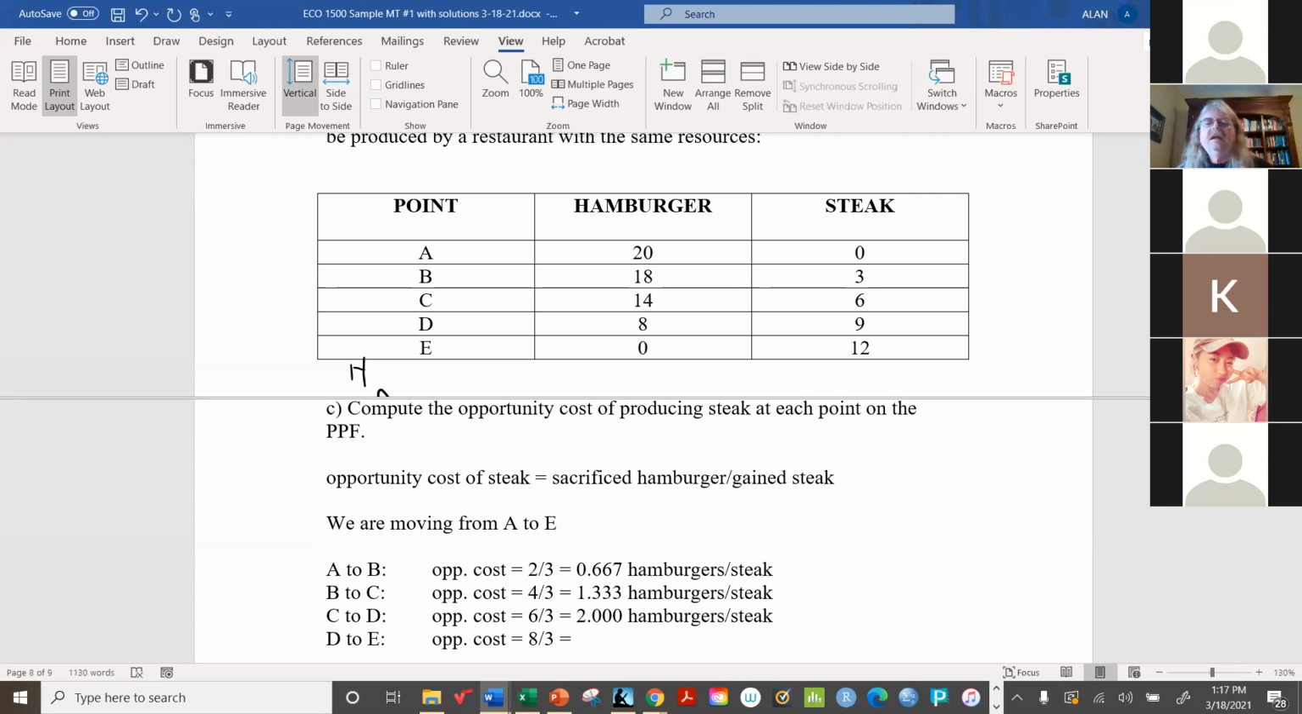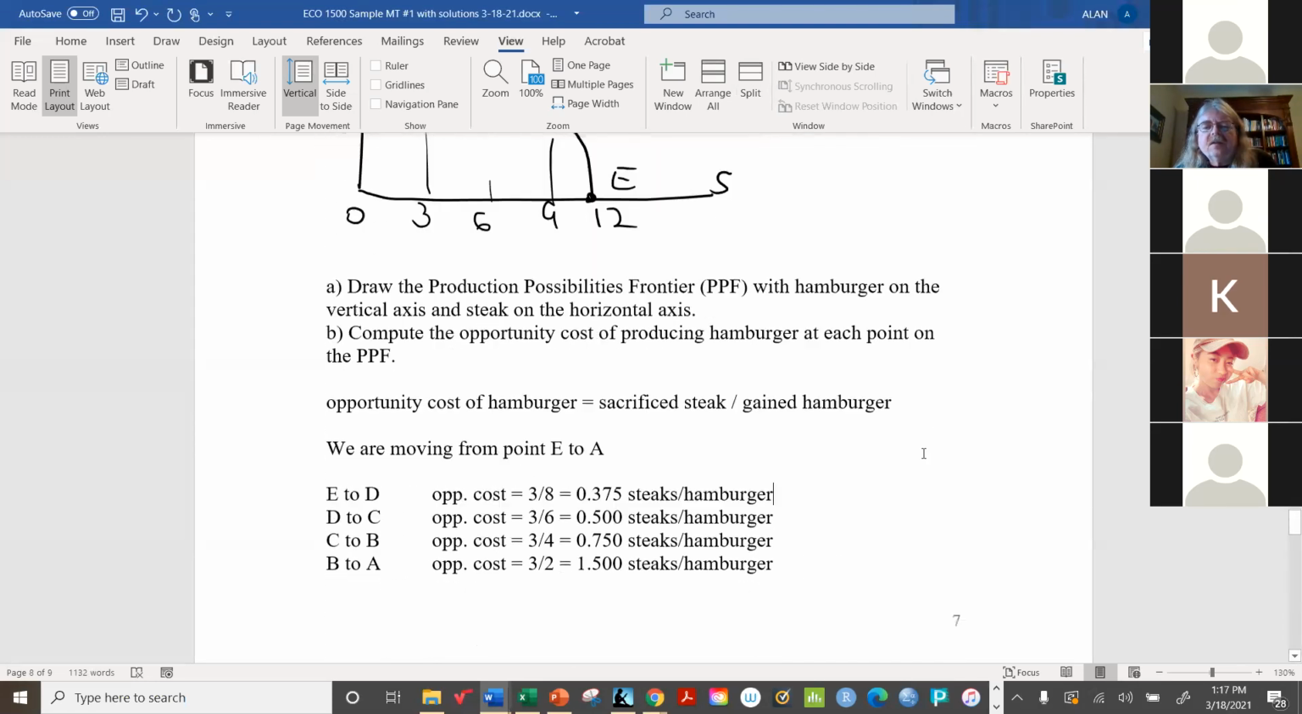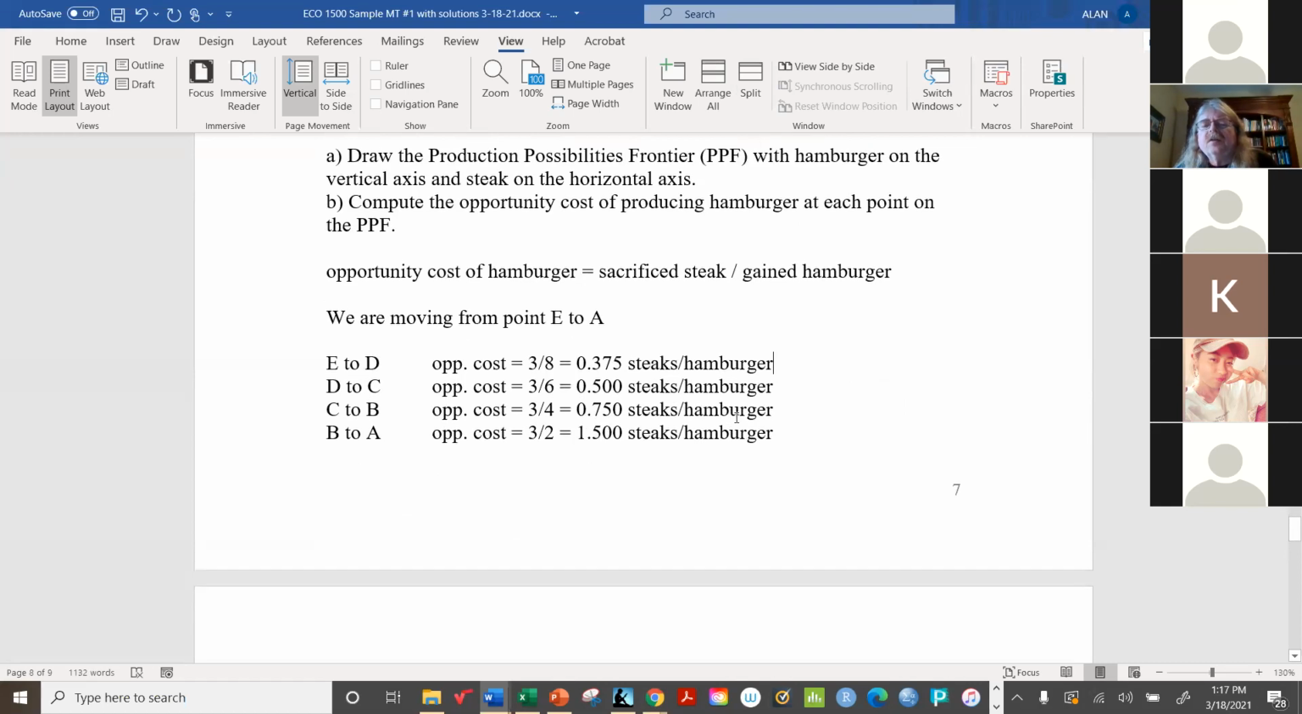And as you can see, as we keep increasing our output of steaks, the opportunity cost of the hamburgers is going up. So because of that, it's pretty clear that we're doing something right here. All right, if the opportunity costs are increasing, then we must have done something right. Okay.